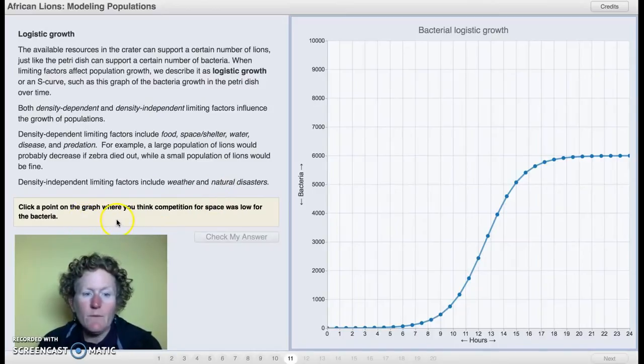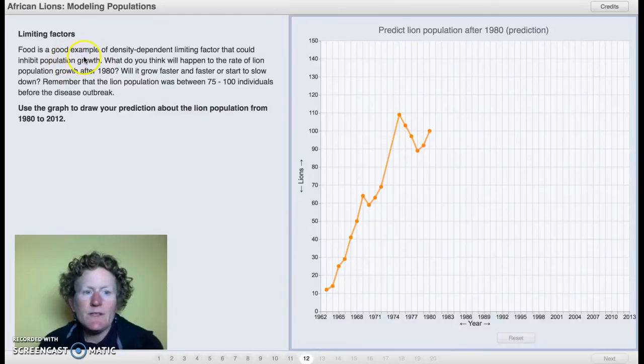Click a point on the graph where you think competition for space was low for the bacteria. So this again is a logistic growth curve for bacteria. Where do you think they're not competing so much for space when there are not so many bacteria and there's kind of a lot of space in the petri dish? I'll give you a hint. It's pretty early in the history of the bacteria. I'll let you take a guess. Food is a good example of a density-dependent limiting factor that could inhibit population growth.